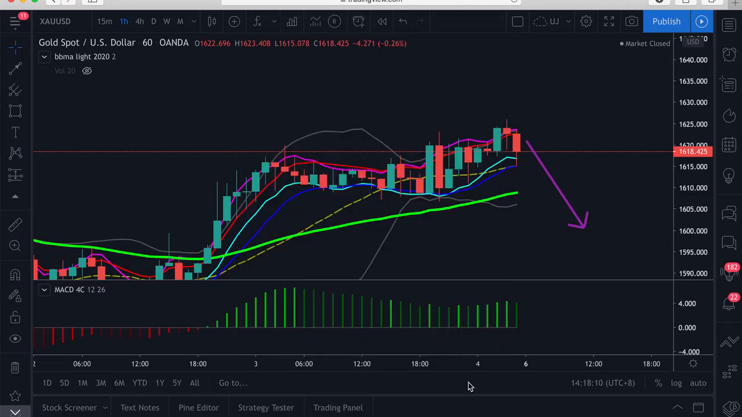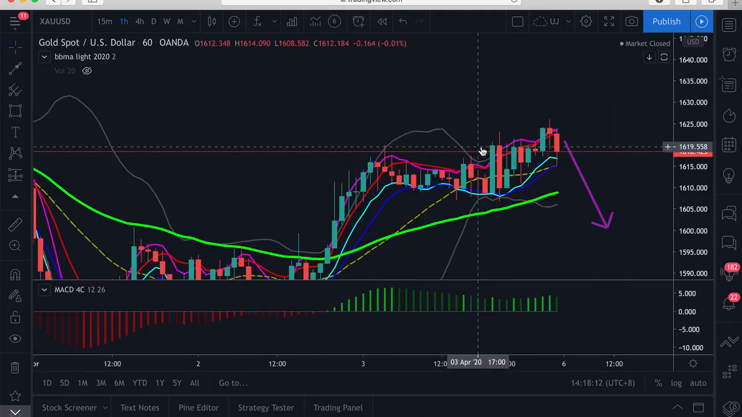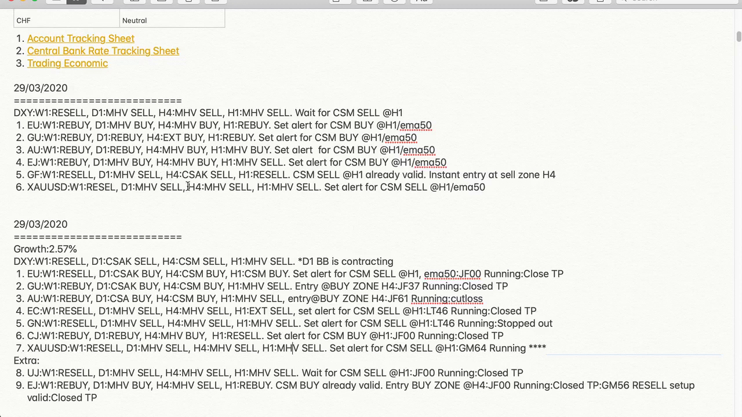Okay, so that's it. Pretty much 5 currency pairs that we look at, and also the USD index. So let me just repeat again. For this week, what we're gonna do is DXY. We want to see DXY making a CSM sell to tell us that the USD is weak, and it will validate these 3 buys that we have.